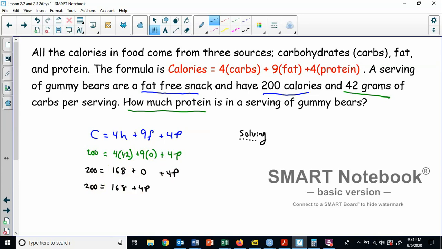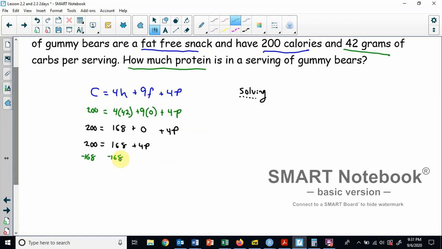Plus 4p. Now, do I have to get the p on the same side? It already is. I could just solve for p now. So, subtract 168 from both sides. It's going to equal 4p. And let's see, what are we going to get? We're going to get 32. So now all I have to do is divide by 4. And that is 8. So the grams of protein are 8 grams of protein in this serving.